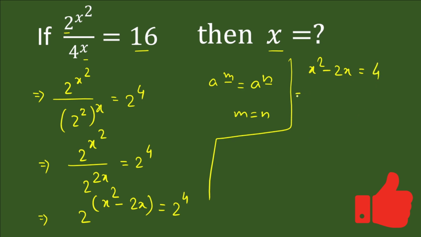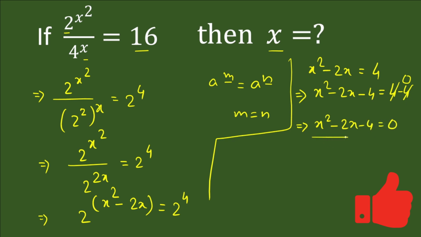Now we'll simplify this expression, so we'll take 4 to the left hand side, so we can write x squared minus 2x minus 4. In the right hand side we have 4 and we subtract 4, so 4 and 4 will cancel. In the right hand side we have 0 only. So now in the left hand side it is x squared minus 2x minus 4, that is equal to 0. Now it is in the form of a quadratic equation, right? Now either we can factorize it or we'll apply some formula.